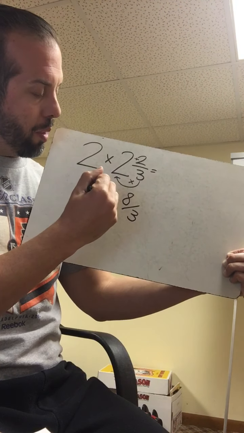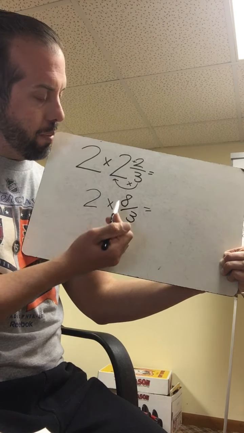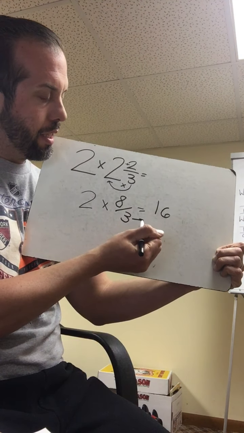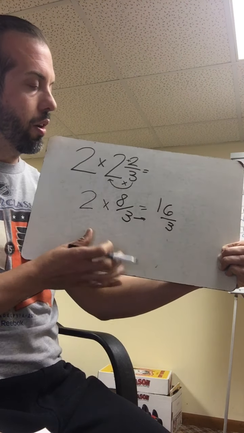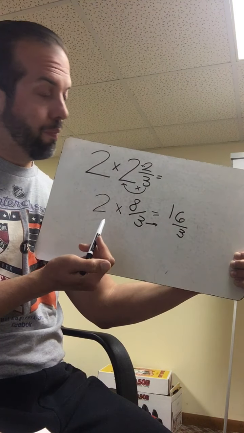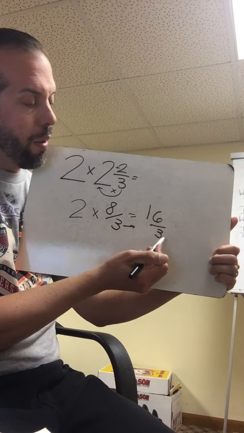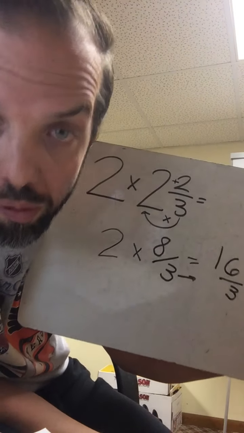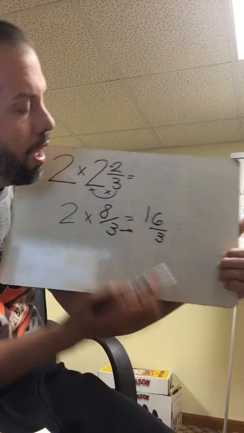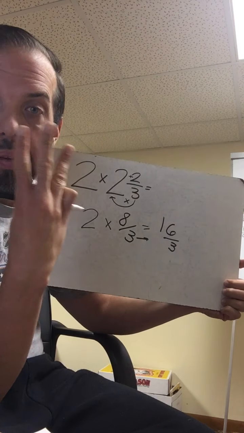Now I'm just going to bring down my whole number, 2, and multiply. 2 times 8 is 16, and then slide that denominator over, 16/3. All right, so step 1 was to change this into an improper fraction. We did that, okay? Step 2 was to multiply. Right now I have 16/3, which is an improper fraction, or a fraction that's greater than 1. So I need to change this back into a mixed number. How do I do that? That's going to be step number 3.